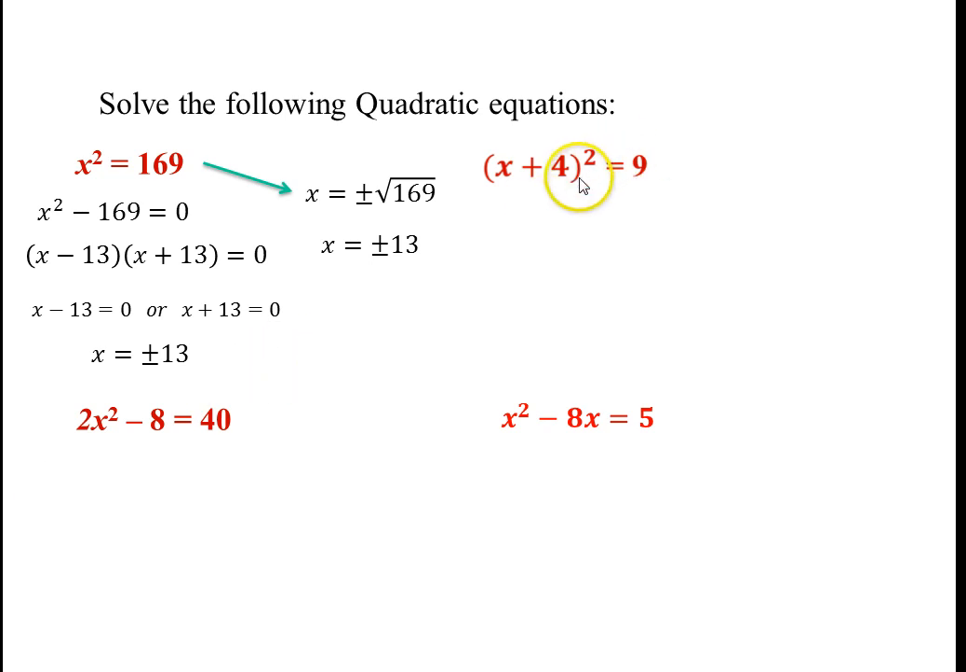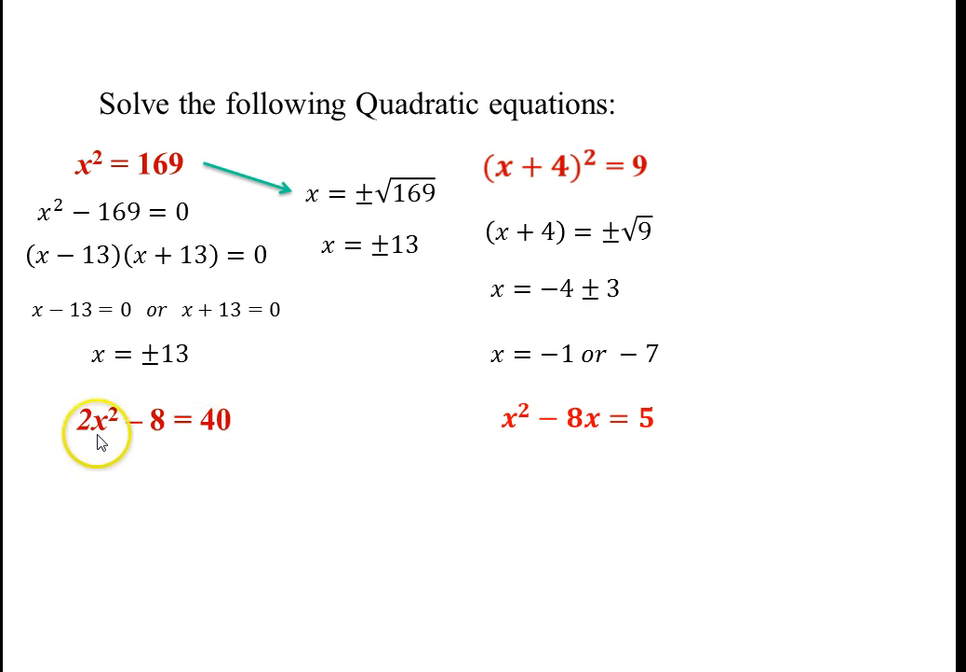That method works a little bit easier for the second equation. Rather than expand out this bracket and set the equation equal to 0, we can take the square root of both sides. So x plus 4 would equal plus or minus the square root of 9. Now we're going to isolate the variable x by subtracting 4 from both sides. And the square root of 9 obviously is 3. And we can now simplify negative 4 plus 3 and negative 4 minus 3. So that gives us solutions of x equals negative 1 and x equals negative 7.